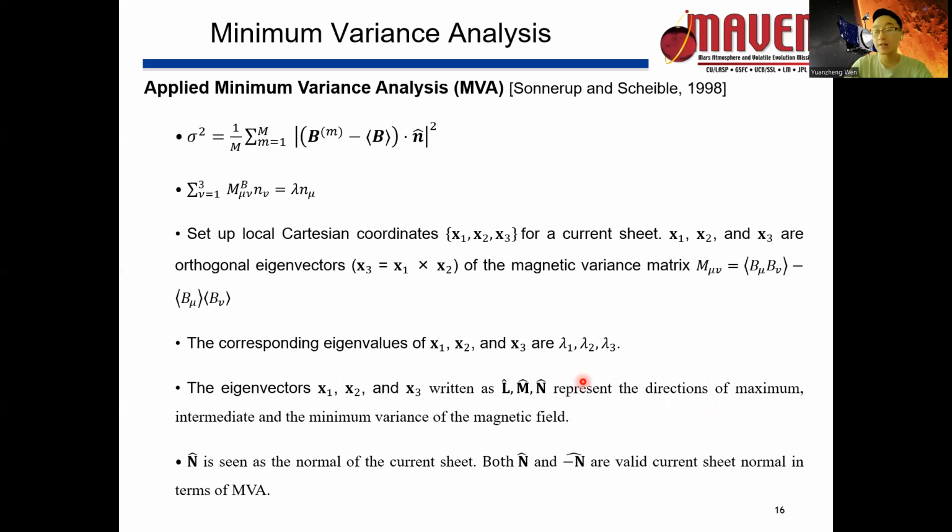And we applied the MVA method to the current sheet crossing cases we have selected. I won't spend too much time talking about the details of the minimum variance analysis, as it is a very well-known method in space physics, mostly based on the Maxwellian boundary conditions. By applying the MVA method, we can get the normal direction of the current sheet, which can help us with further analysis.